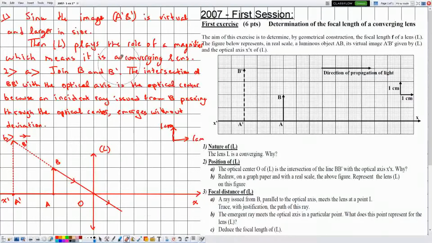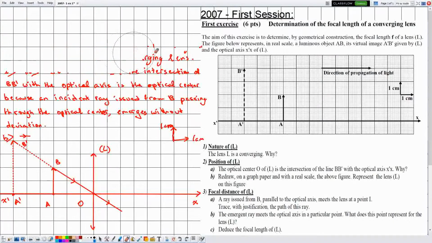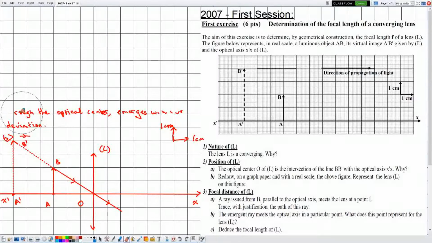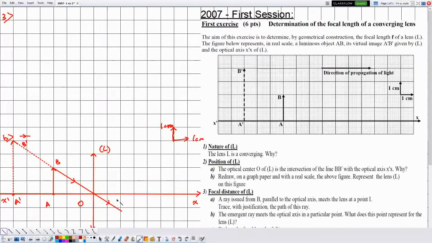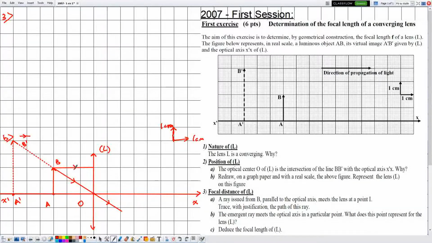Now let's move to part 3. Now in part 3 they are telling me focal distance of L. A ray issued from B parallel to the optical axis meets the lens at point I. So trace with the justification the path of this ray. Then we need to trace and justify the path of a ray issued from B and parallel to the optical axis. This is the ray issued from B parallel to the optical axis. We don't forget arrows on light rays that indicate the direction of propagation of light.